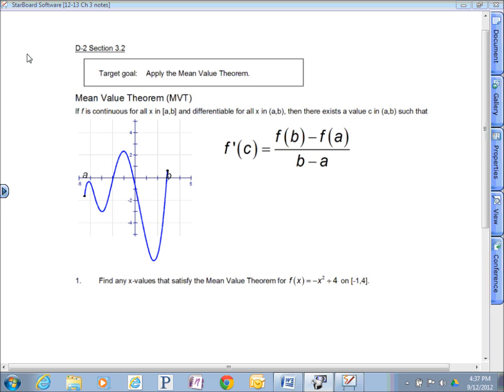Second day in Chapter 3. We're now in Section 3.2, and we're talking about this thing that we're going to call the mean value theorem. Mean being average. Mean value theorem, here's basically what it says.